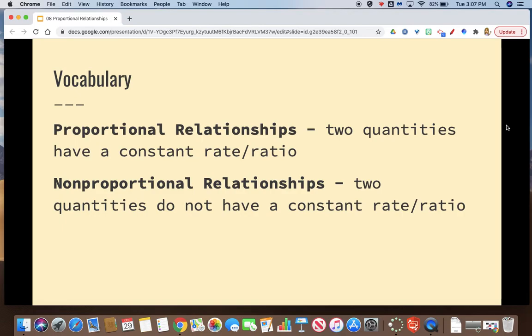The other type of relationship we're going to see are non-proportional relationships. These are quantities that do not have a constant rate or ratio. So they do not stay the same. Pause if you need more time to write those definitions down. Press play when you're ready to go.